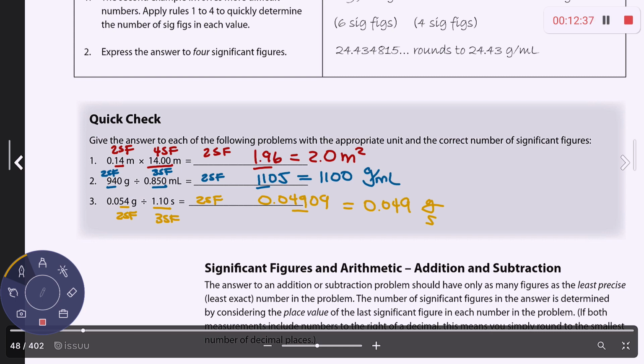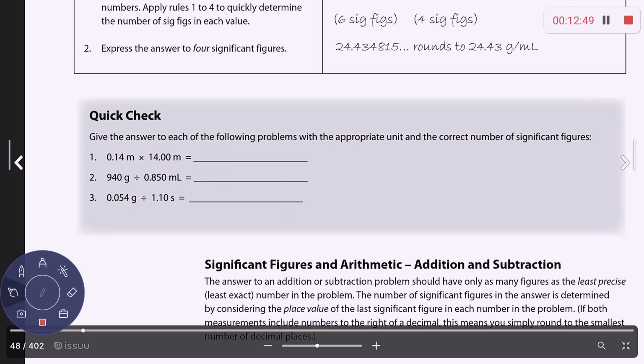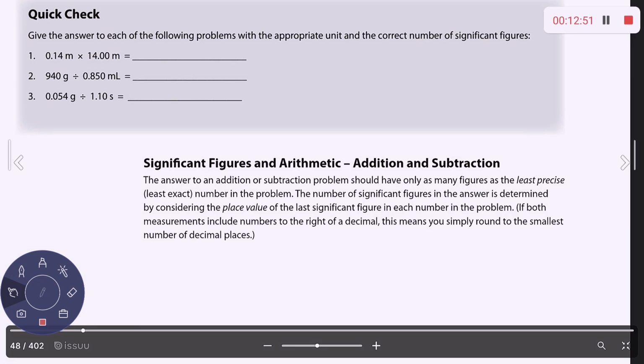Okay, let's go to the other rule. Let's go to adding and subtracting. Adding and subtracting has a completely separate rule. So depending upon the operation that you're doing, you would apply the rule for that particular part of a problem, especially if it's a multi-step problem. So here it says, anytime you're adding or subtracting, your answer should have as many sig figs as the least precise number in the problem. Okay, so let's turn to the next page and look at the practice problems.